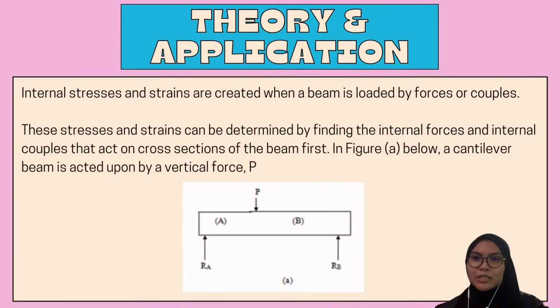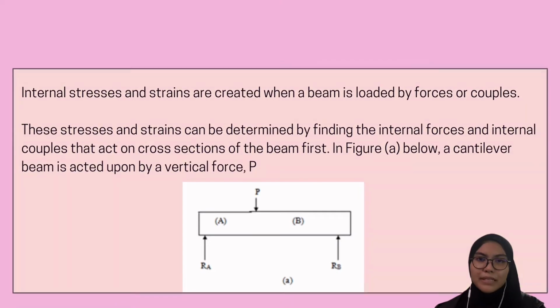My name is Najraina and I'll be explaining about the theory of the experiment. So internal stresses and strains are created when a beam is loaded by force or couples. These stresses and strains can be determined by finding the internal forces and internal couples that act on the cross-section of the beam first. In figure A below, a cantilever beam is acted upon by a vertical force, P.